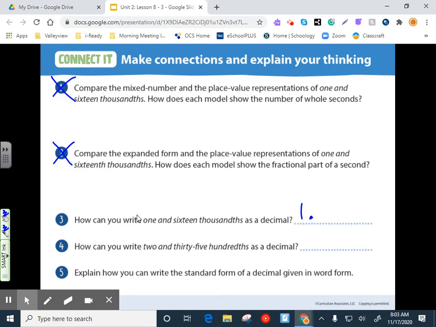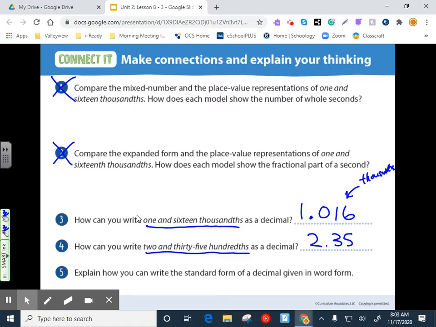1 and, which is decimal, and 16 thousandths has 16 in the thousands place. That's how that works. How can you write 2 and 35 hundredths? In fact, let's underline these. 2 and 35 hundredths. That is like this. Very good. Explain how you can write the standard form of a decimal given in word form.